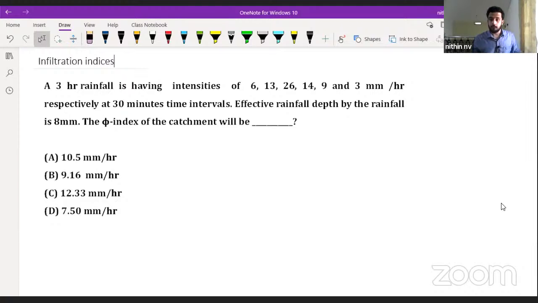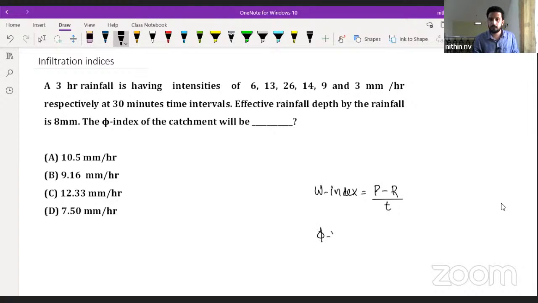Yes. Meanwhile, you are solving, I will just give some introduction. So what is phi index? Basically, we have two indices, W index and phi index, right? So what is W index? The depth of precipitation minus the runoff value gives us the depth of infiltration. And we know that this is nothing but the average rate of infiltration. So the depth of infiltration divided by time gives the W index.